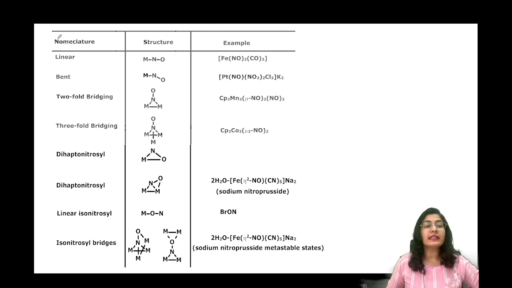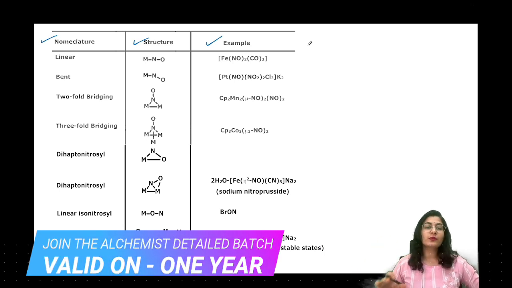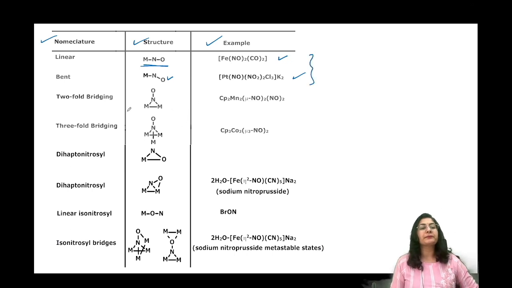Now here we see some nomenclature, some types of structure and examples. That is why we are not going much into detail about nitrosyl, because this much is good enough for nitrosyl for your CSIR NET as well as GATE examination. Okay, so look at the structure: linear structure, you have already seen plenty of examples. This is one more. Bent structure, you have seen plenty of examples. Two-fold bridging. Now these bridging are important because you have seen many examples of the others.